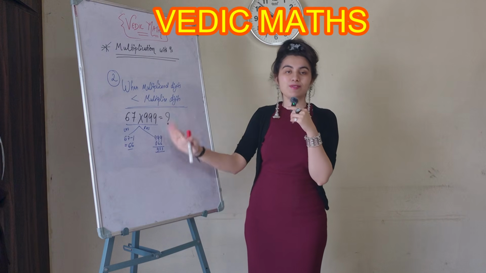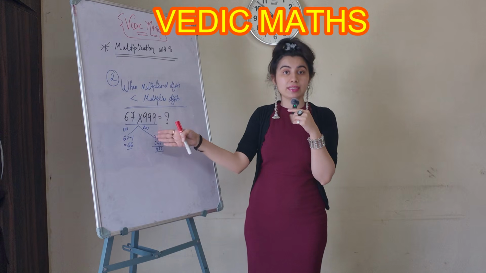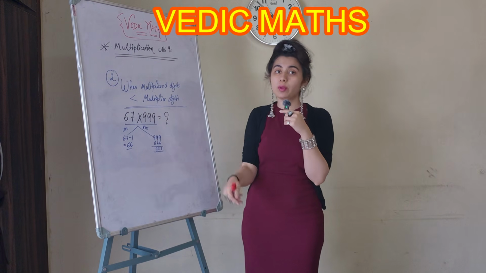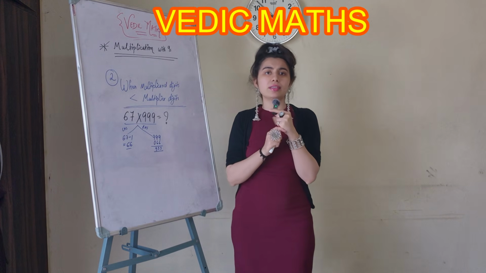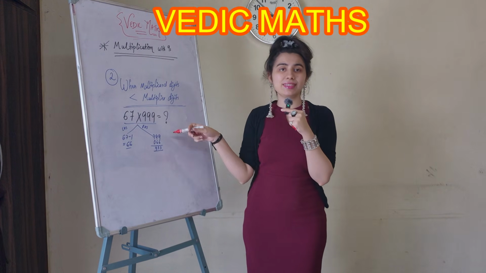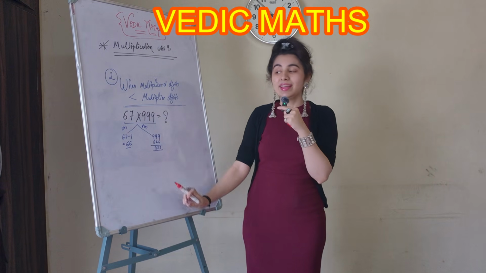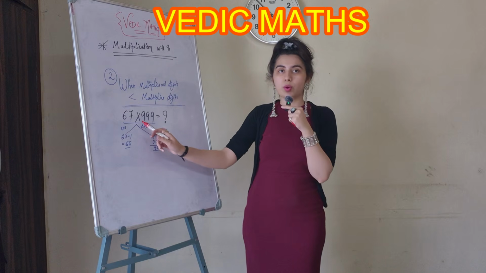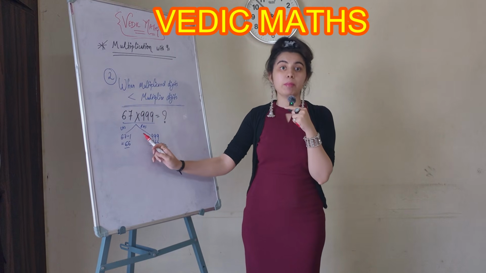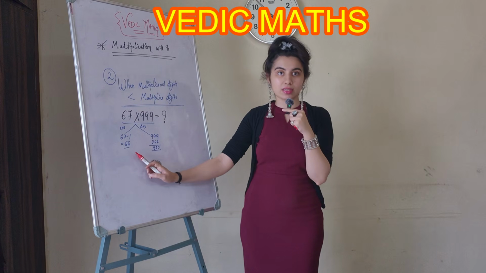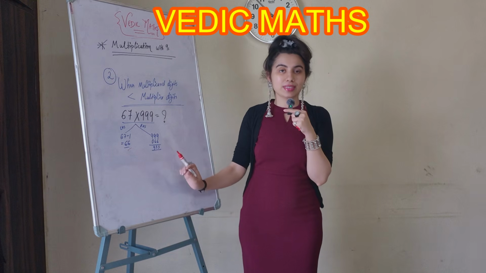So what's the first question? If you have to multiply 67 into 999, what will be the answer? First you have to do our rule of thumb, and that is LHS and RHS: make 2 lines and write LHS and RHS. Now for the multiplicand, just write it down, 67 minus 1, and that is 66, right? So we are done with our LHS.